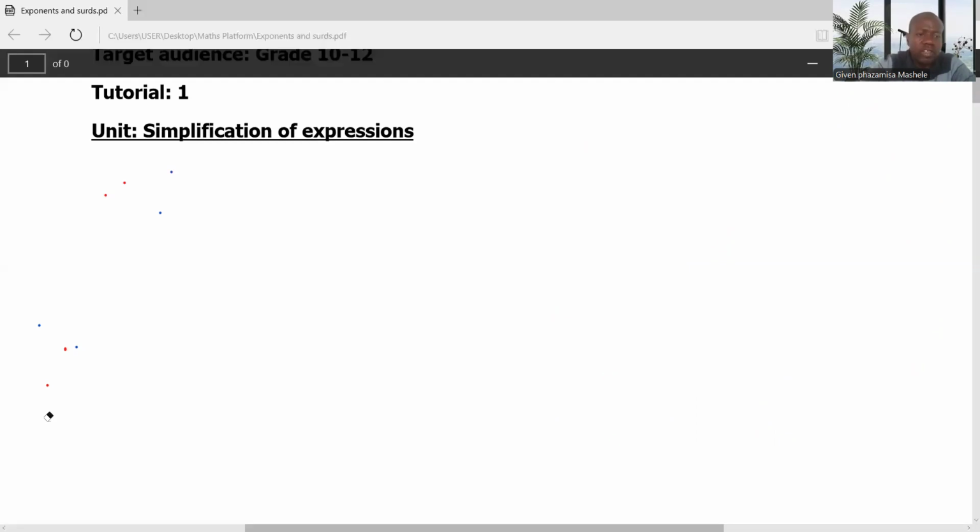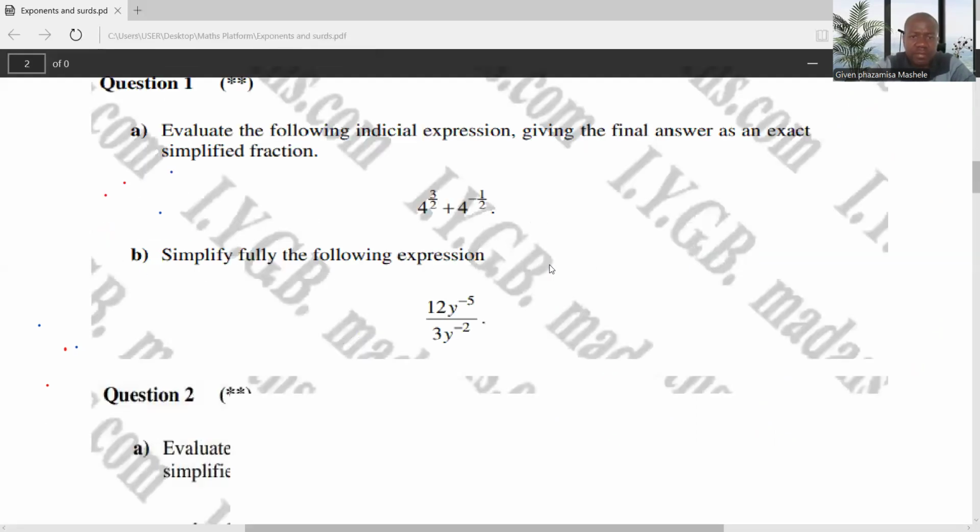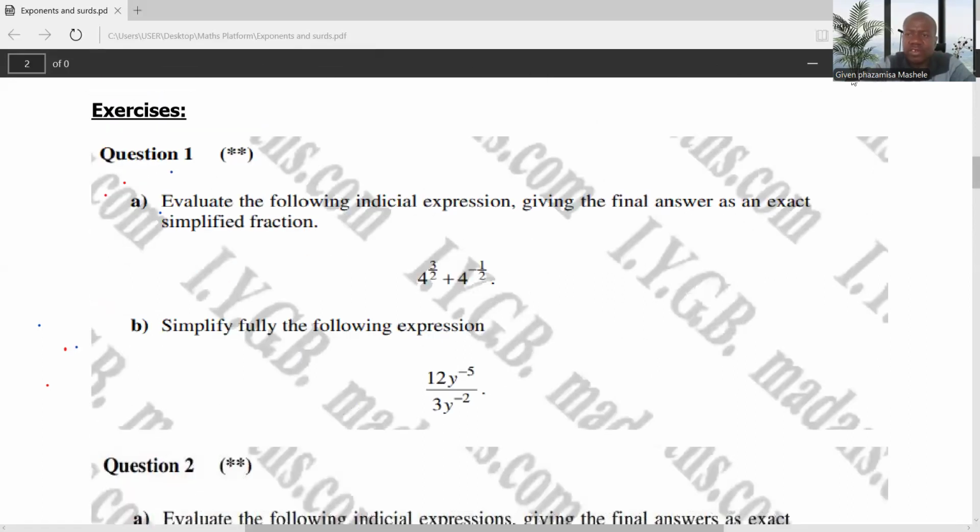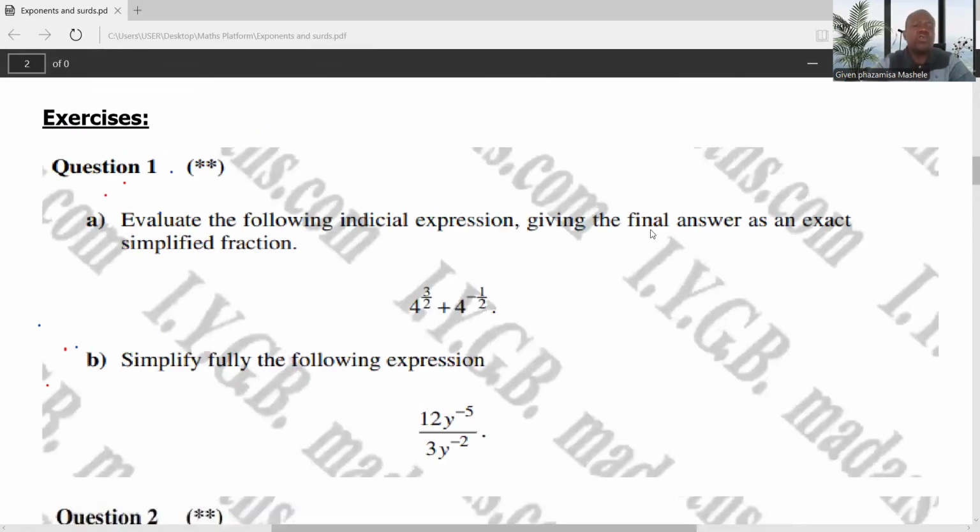Okay, now let's move on to the questions. We'll start with question 1. Question 1 says, evaluate the following indicial expression, the indices actually, giving the final answer as an exact simplified fraction. So it means we have to give the answer as a simplified fraction.